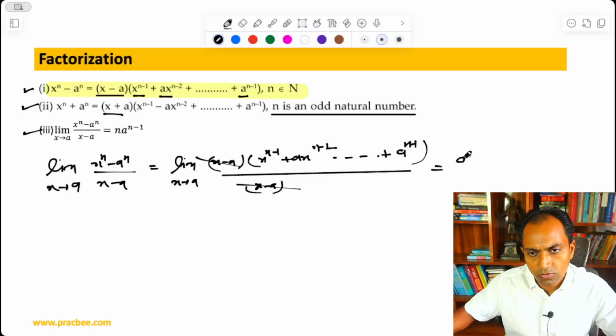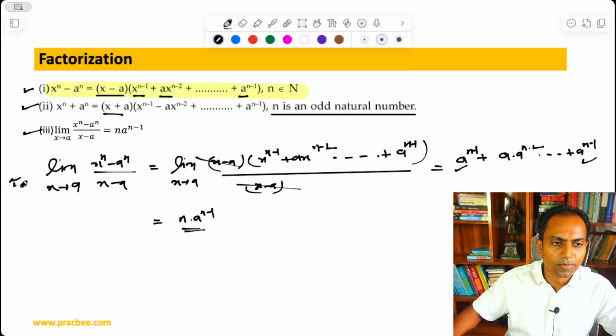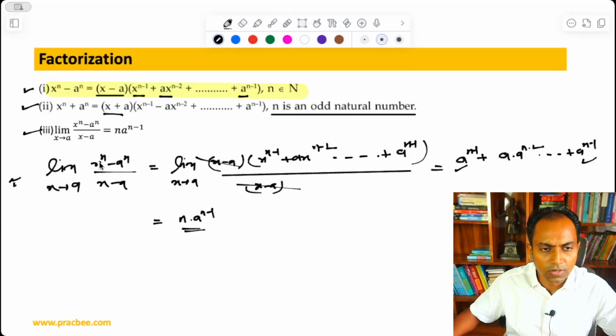So this comes out to be a raised to the power n minus 1. This will also become a raised to the power n minus 1, and it will go till a raised to the power n minus 1. So you can see that all of these terms will become a raised to the power n minus 1. So we'll get this term n times. So we get a very standard and important formula for solving polynomial limits.